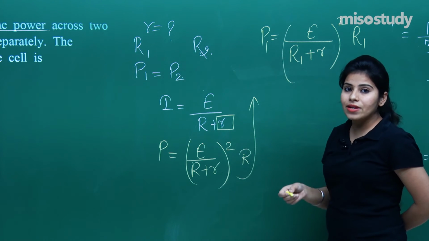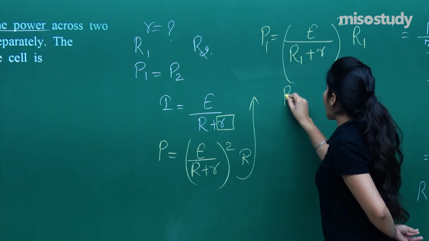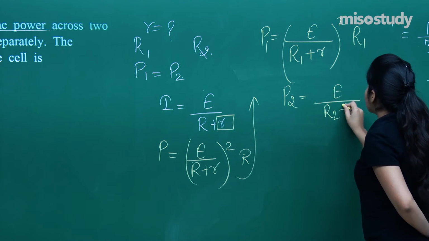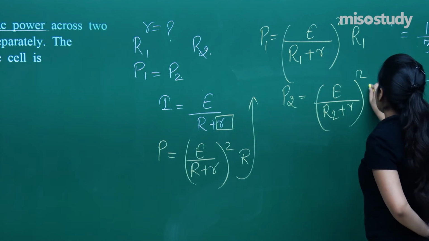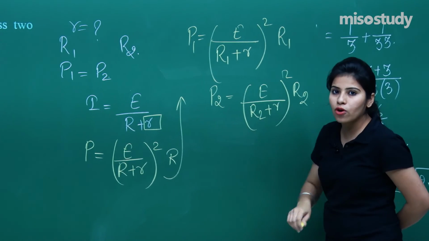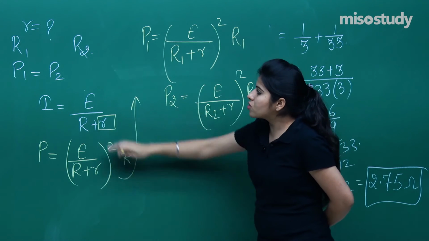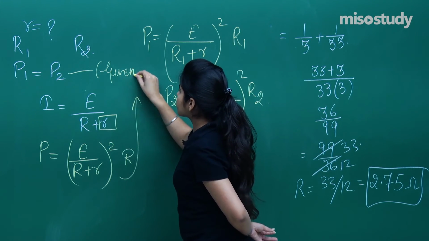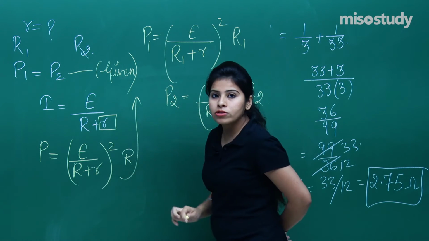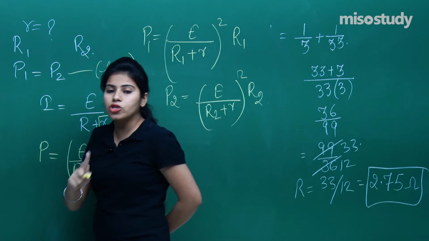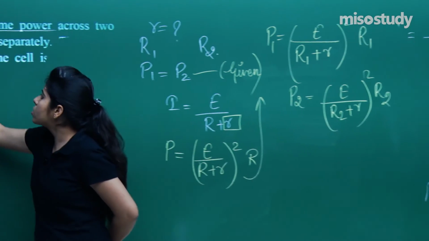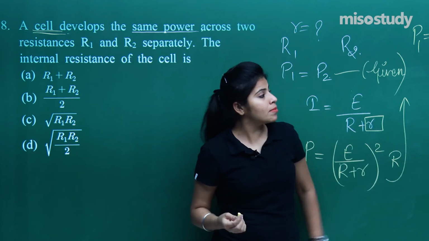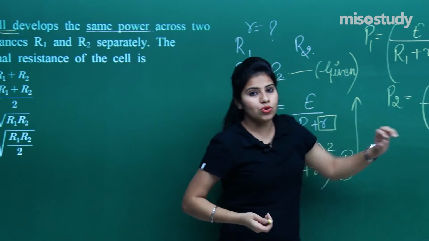So if I consider the case for P2, we will have our power as P2 equals E upon R2 plus r whole square into R2. This is the case for P2. Now because we have been given in the question that P1 equals P2, and we also know that a single cell is being used, that means the EMF is going to be the same, that is why we have put E and E over here.